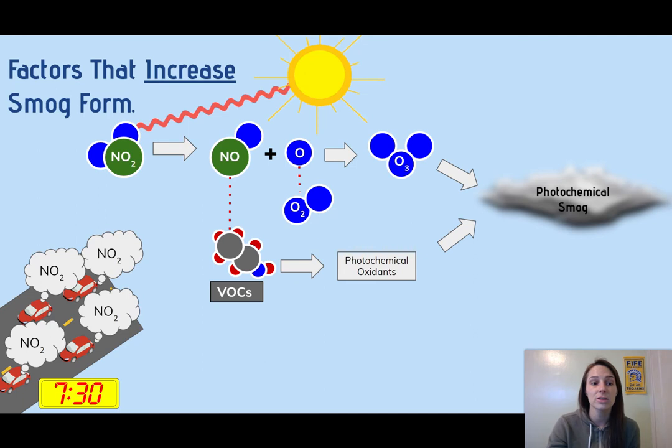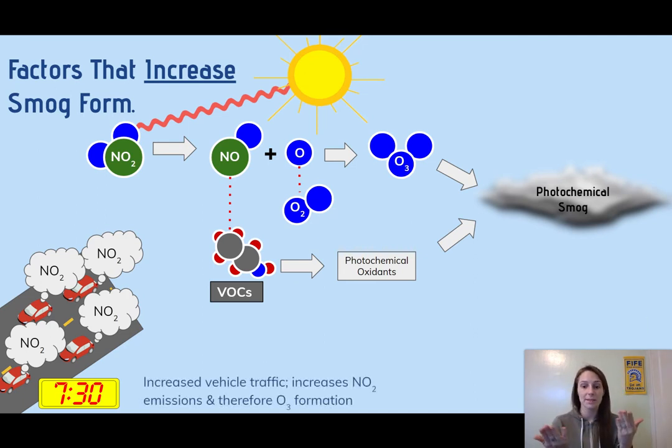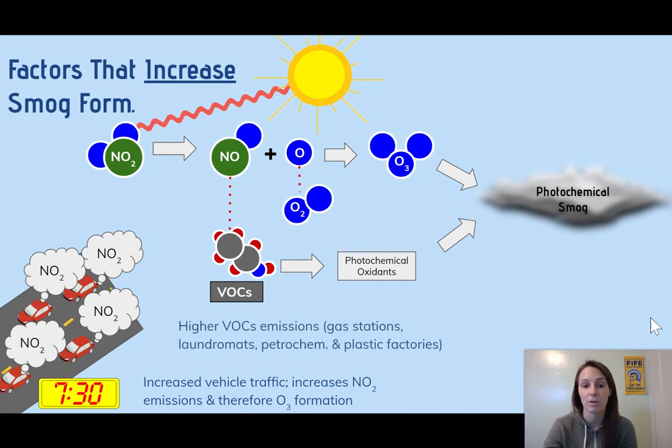Now, here are some factors that increase smog formation. As we talked about, increasing vehicle traffic is going to increase nitrogen dioxide emissions and therefore ozone formation. The more VOC emissions we have from gas stations, laundromats, plastic factories and all of those, the more of these photochemical oxidants we're going to have formed.